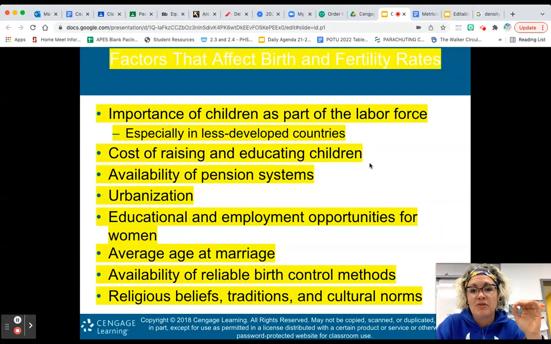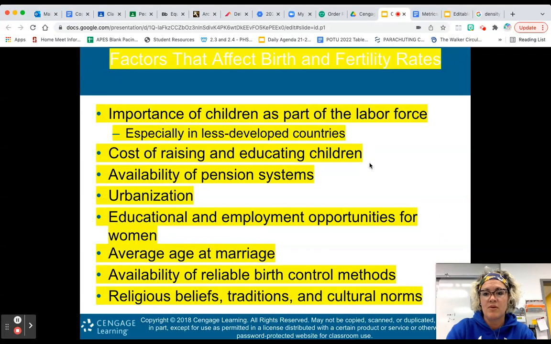Factors that affect birth and fertility rates. So the importance of children as part of the labor force, especially in less developed countries where somebody might be running a farm or a factory or a mine, as awful as that sounds. I'm not saying it's right, but I'm saying it is what it is. The cost of raising and educating children is part of that equation. The availability of pension systems, so retirement: are your children your retirement, or are you able to put away money because you have that kind of job? Urbanization, educational and employment opportunities for women, average age of marriage, the availability of reliable birth control methods, whether or not you believe in birth control methods, these will all affect birth and fertility rates.